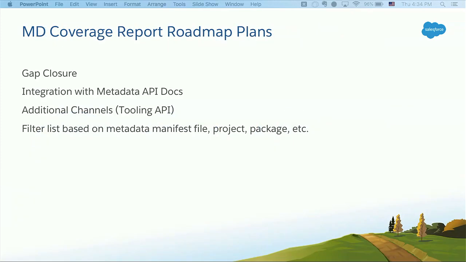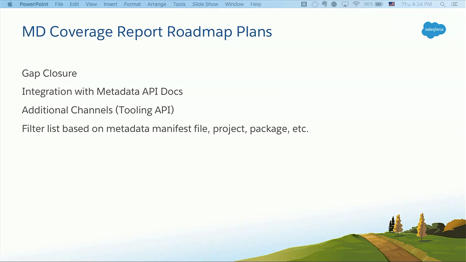Our roadmap plans: some things that we're looking at related to this and related to this report moving forward. Gap closure is still and will be our number one goal. Our number one priority is making sure that we're closing those gaps to get to the point of full coverage.